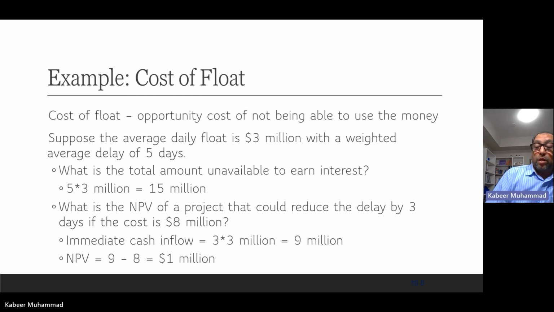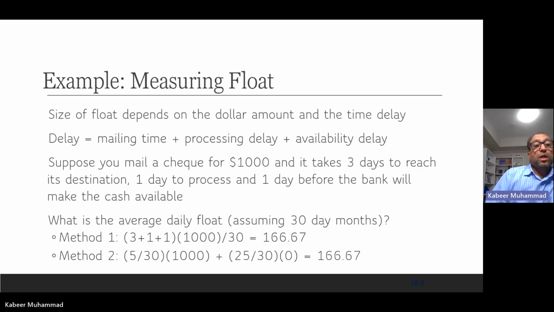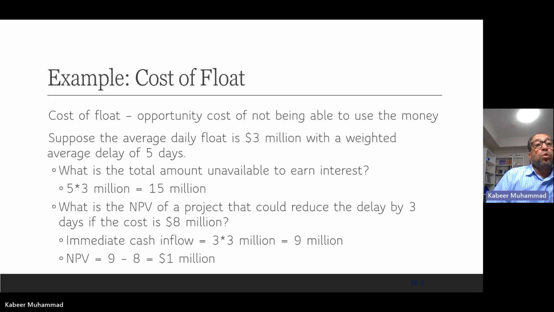Now, cost of float. This is what we calculate, just the daily float. Now, the cost of the float can also be considered as the opportunity cost of not being able to use the money, and we apply some interest rates. So suppose the average daily float is 3 million with a weighted average delay of 5 days. And what is the total amount unavailable to earn interest? So it's going to be 3 times 5 divided by 30. So 15 million. It's already a weighted average.